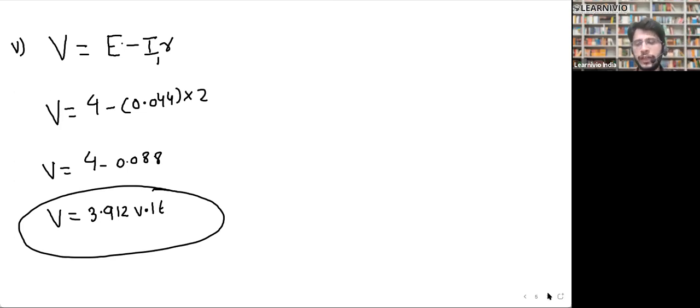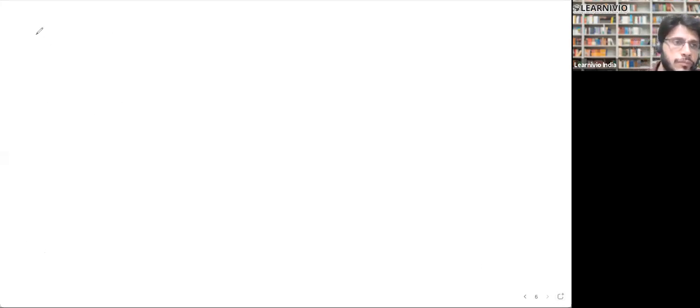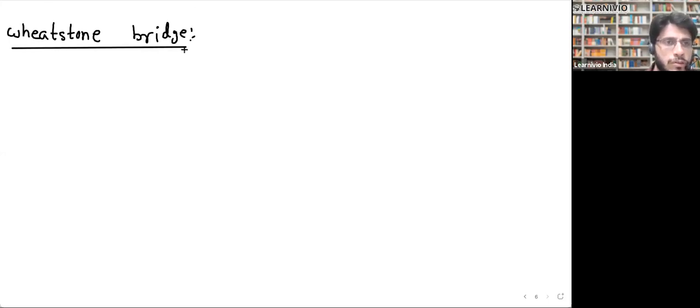Next, we have one derivation for the balancing condition of Wheatstone bridge. We have discussed Wheatstone bridge and capacitors. Just note it down. Then we'll start Wheatstone bridge. So, Shahzada, what was Wheatstone bridge? We have discussed this in series and parallel combination. Do you remember what's Wheatstone bridge? No, I was not there in the class.